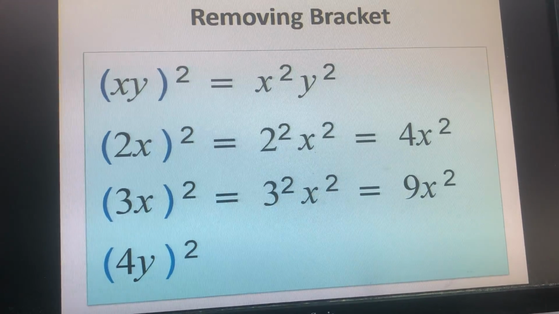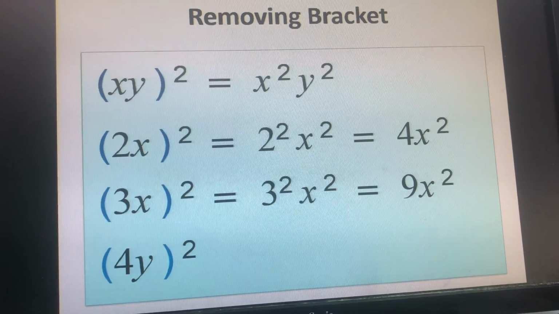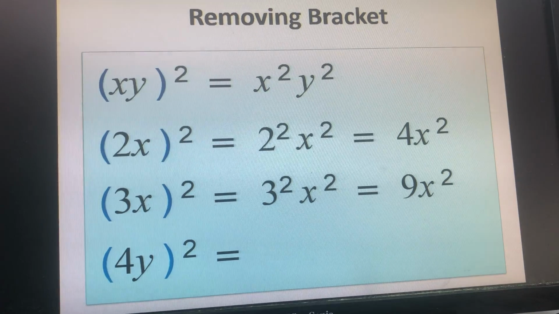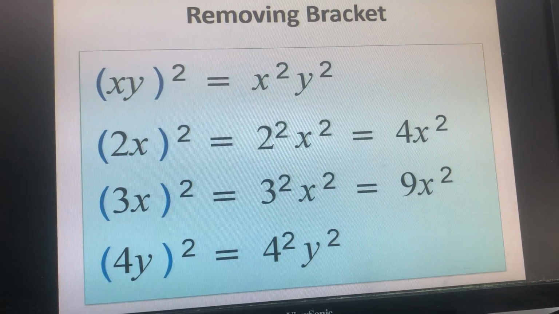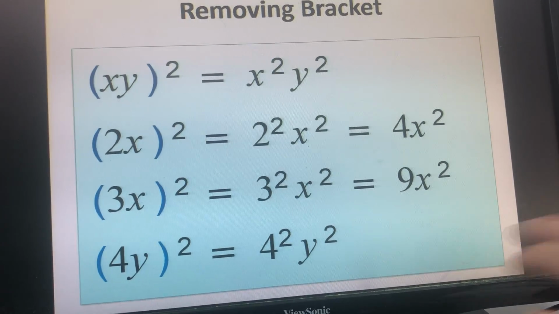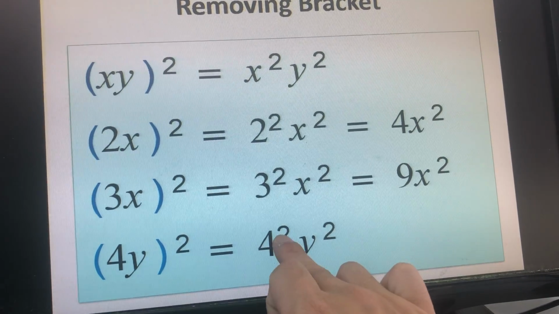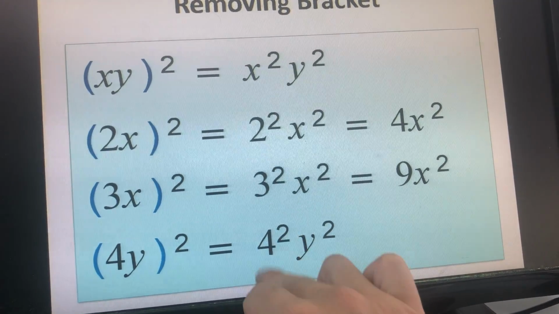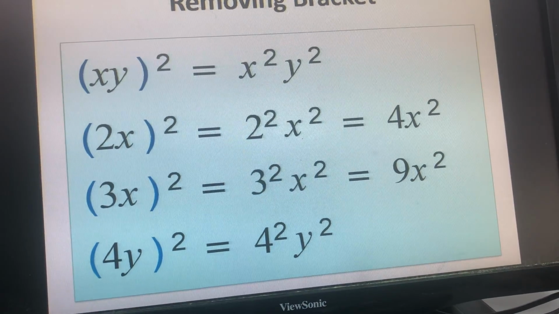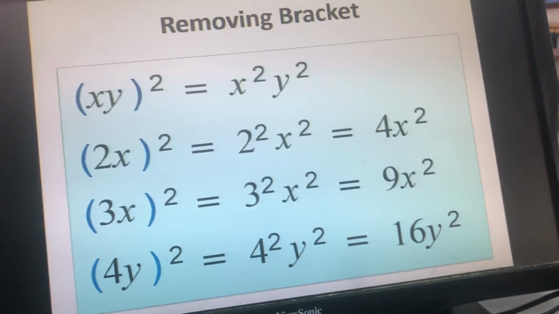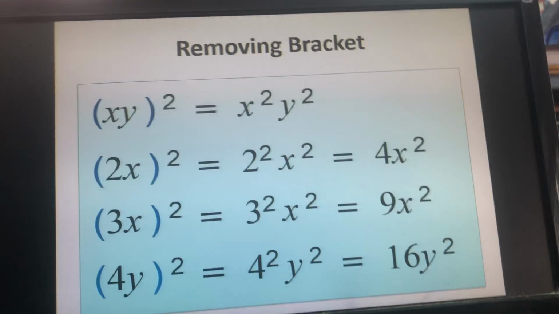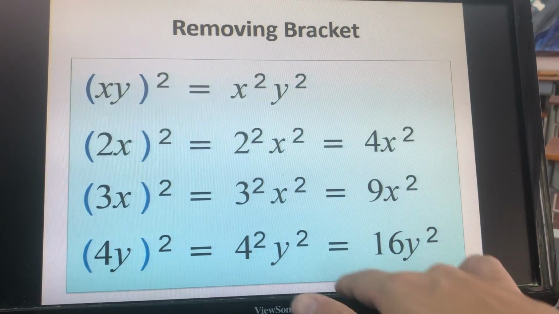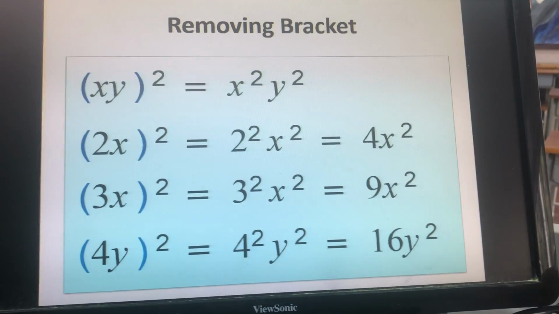So what about this one? Of course, we need to give the power 2 to everyone, so that 4 has the power 2, y has the power 2, and then what about 4 to the power 2? What is that? Is it 8? No, it's not 8. 4 to the power 2 means 4 times 4, which is 16. So 16y to the power of 2. Okay? So just a reminder of how we remove the brackets.